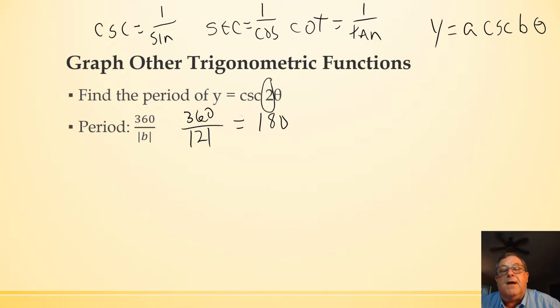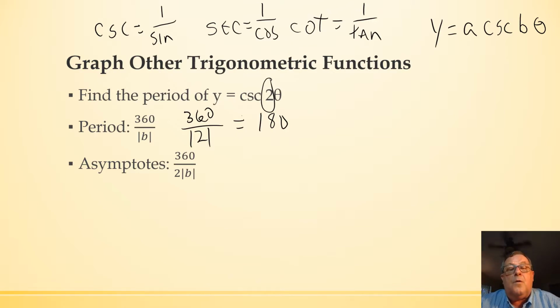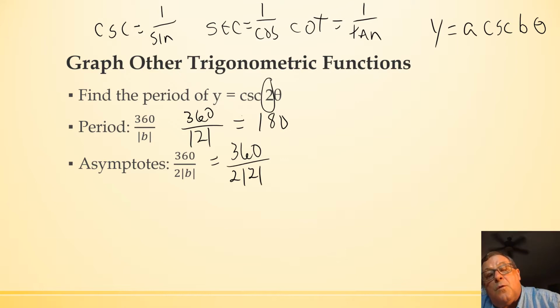Now we'll have asymptotes in here because this is 1 over the sine, 1 over the cosine, 1 over the tangent, and we can't divide by 0. So anytime we'd be confronted with having to divide by 0, where the sine equals 0, we're going to have an asymptote, and we can determine where they are by 360 in the case of a cosecant function, and a secant as well, but not a cotangent. Cotangent would be 180 over the absolute value of b. So this is 360 over 2 times the absolute value of 2, which is 2. So we've got 360 over 4, which then of course equals 90.